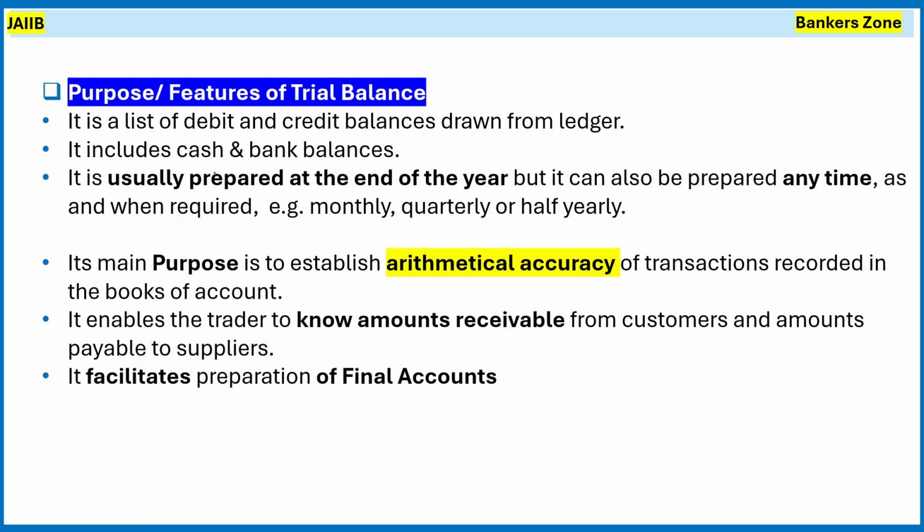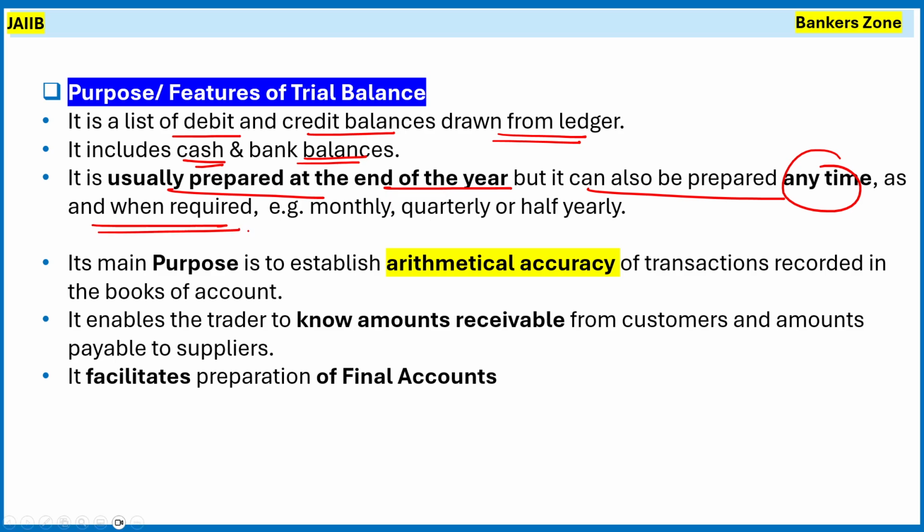Simply see, it is a list of all debit and credit balances drawn from the ledger. It also includes the cash and bank balance. That means all debit and credit simply. It is usually prepared at the end of the year, but it can also be prepared any time as and when required. That means we are preparing the trial balance generally at the end of the year, March end, right? However, at any point of time, either monthly, quarterly, or half yearly, you can prepare it.